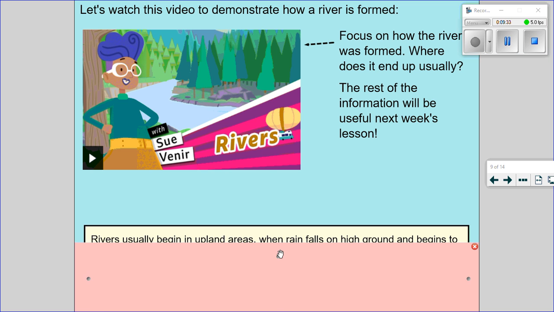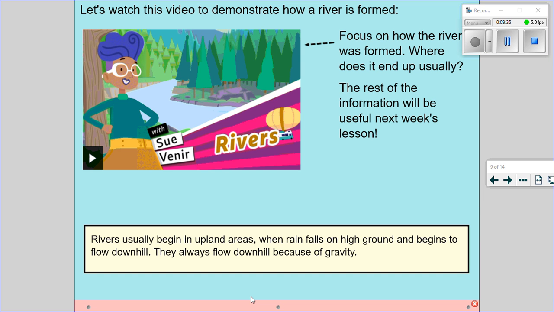So rivers usually begin in upland areas. When rain falls on high ground and begins to flow downhill, it always flows downhill because of gravity.